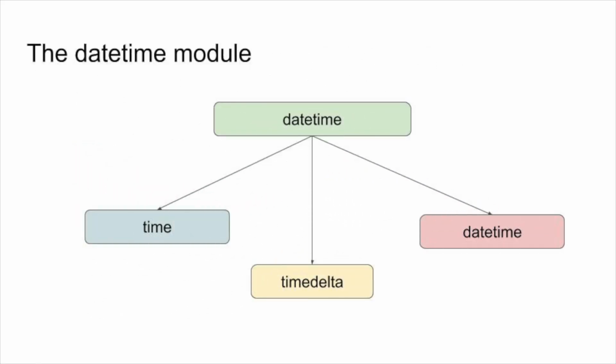The module we'll be using is called the datetime module. This module contains several classes, such as the time class, the timedelta class, and the datetime class. We'll be mostly using the datetime class and the timedelta class. Basically, the datetime represents points in time, and the timedelta is the difference between those points in time.